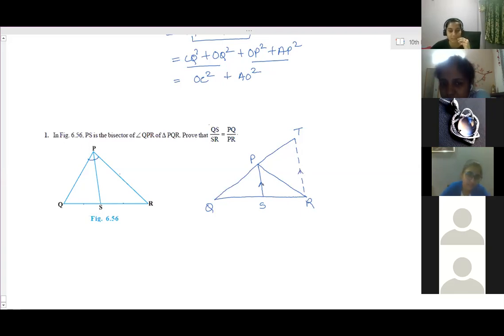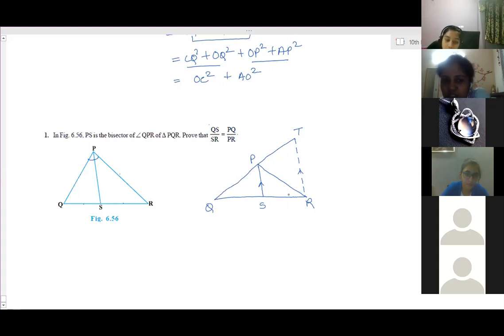So the bisector is PS, and to that we have to draw a line TR parallel. QP we have to produce to meet that line at point T. Now what we have to prove? QS by SR is equal to PQ by PR.